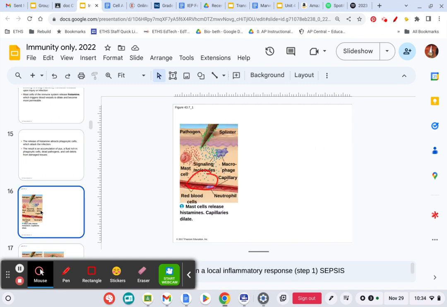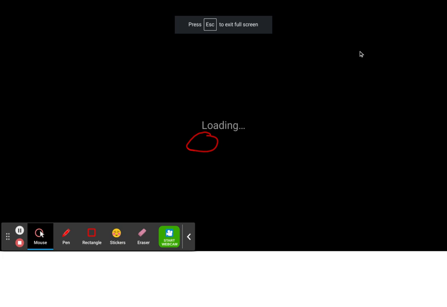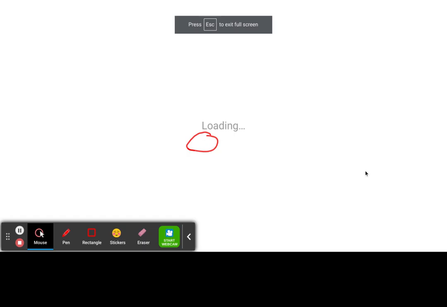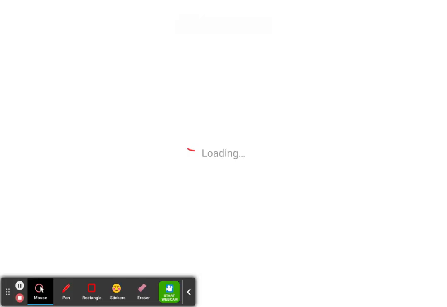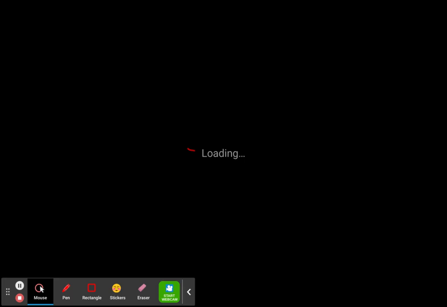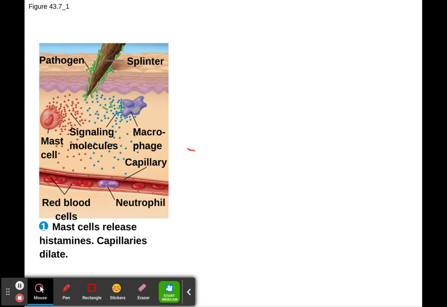So here's a picture of that. I've got my little pathogen, my little splinter, and the green stuff around it. I'm going to make it bigger because it's pretty small. Sorry about that. I need to reboot my computer. Okay, so I've got all those little pathogens in green there.